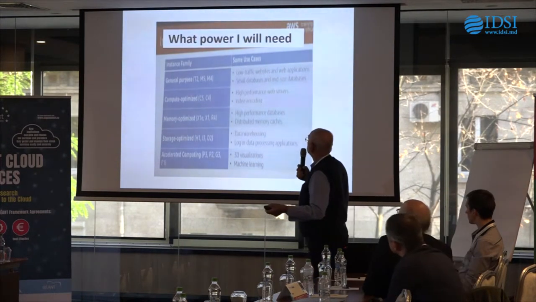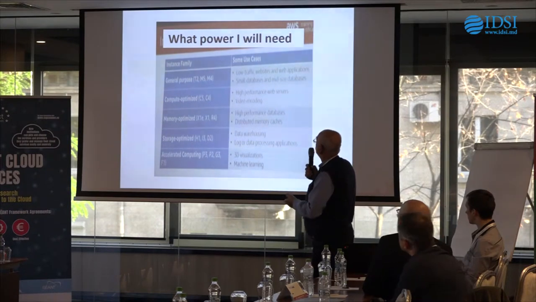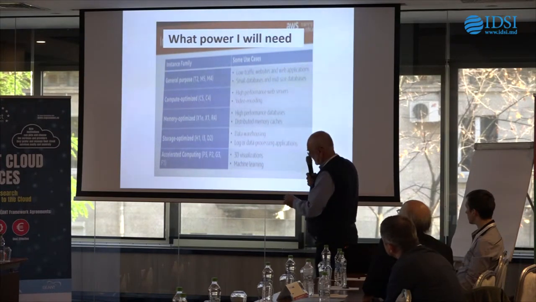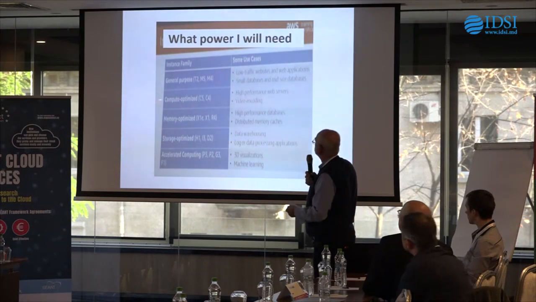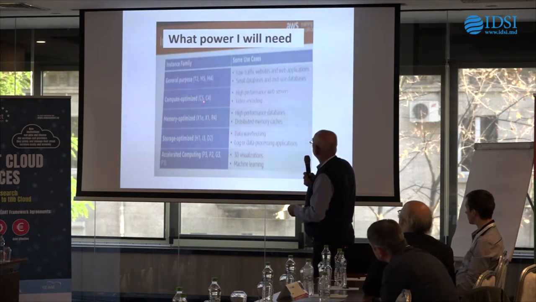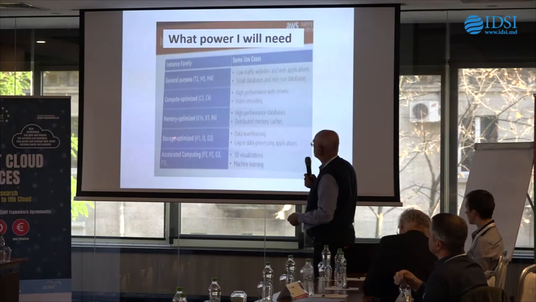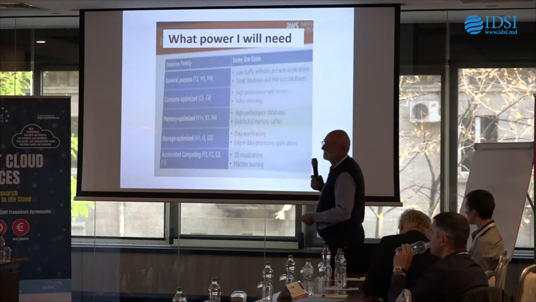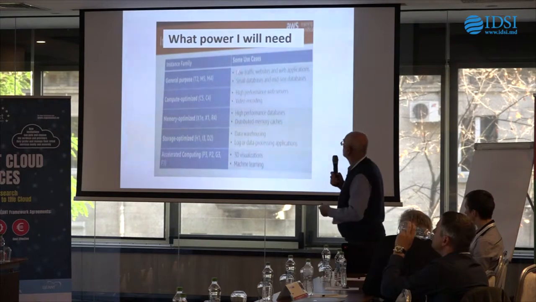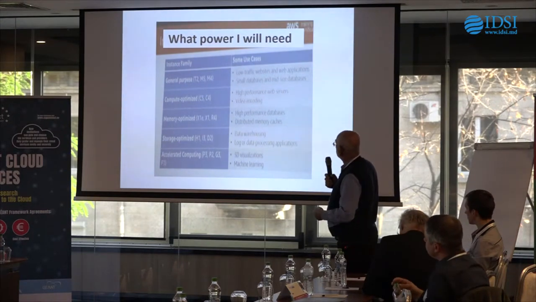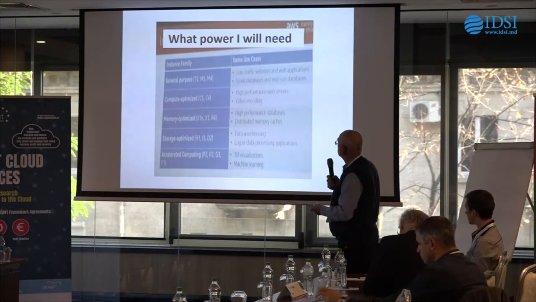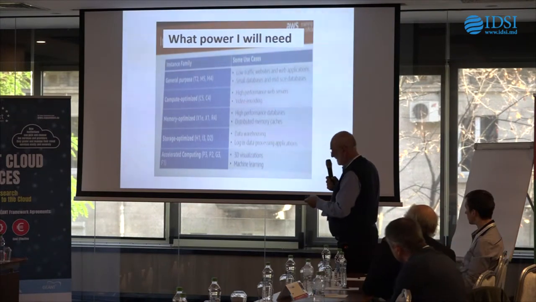So what power will I need, okay? For example, Amazon offers a couple of types of machines. They have general purpose, compute optimized, which means they have stronger, faster processors, or memory optimized, or storage optimized, or accelerated computing, which you can use, all these facilities. And of course, you have to pay for that.